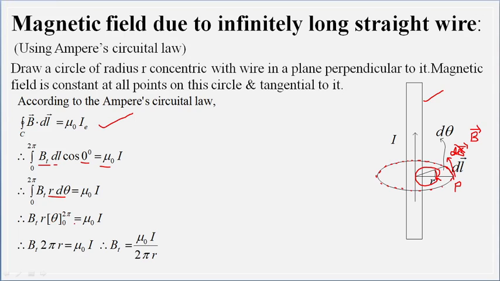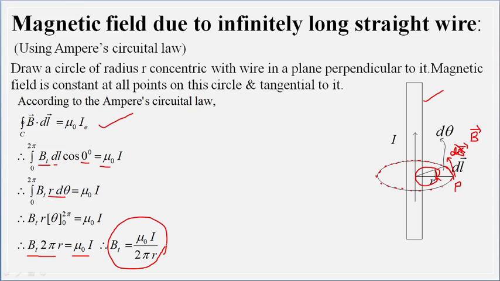So upper limit minus lower limit. Substitute upper limit, theta equal to 2 pi, minus theta equal to 0. So what we get is 2 pi. So it turns out to be B 2 pi R. Other side is mu naught I. So B equal to mu naught I divided by 2 pi R. This is the formula, the same formula we derived using Biot-Savart's law.